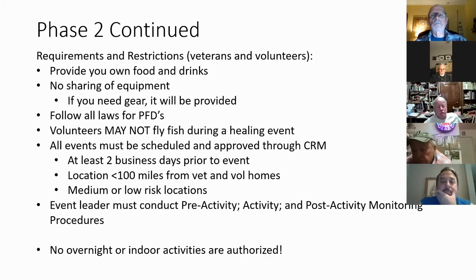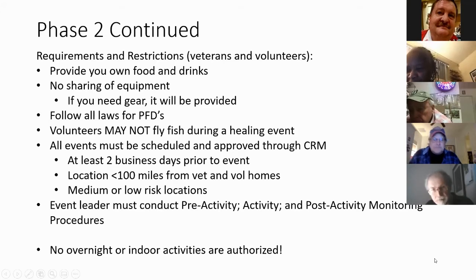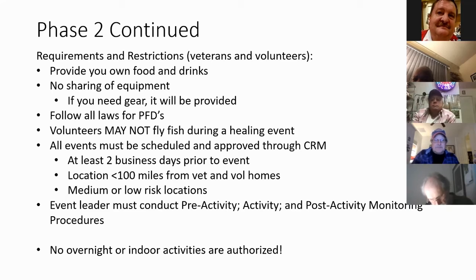Okay. Any other questions or comments before I move on? No, famous Johnson hot dogs. Nope. Bring your own. Yeah, bring your own, Kevin. Yeah, we can't do that at all at this point because that would be sharing and not allowed. Okay, and that's why it says, as you see there, provide your own food and drinks. Okay. All right. Any other questions or comments? All right, moving on.